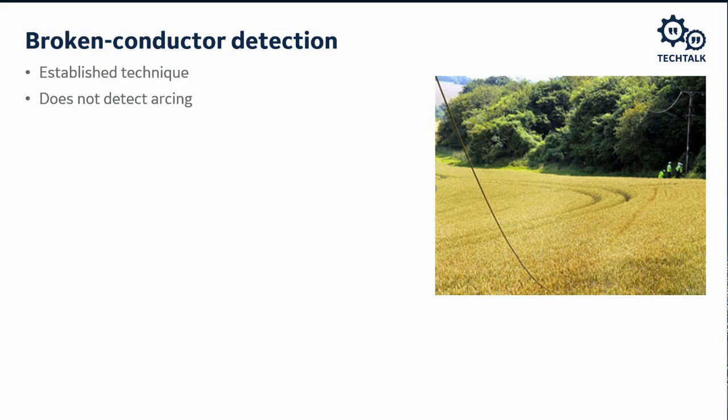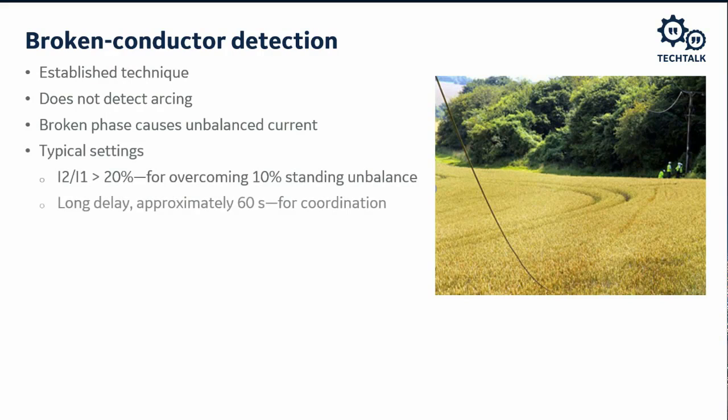A limitation of this method is that in very lightly loaded and unloaded feeders, there are large standing unbalanced currents. So typical settings for this method are the following. I2 over I1 greater than 20%. This is to accommodate for the unbalance. There are long delays, approximately 60 seconds, for coordination with phase ground overcurrents. Single relays using this method are insensitive to declaring a down conductor and have had limited success.